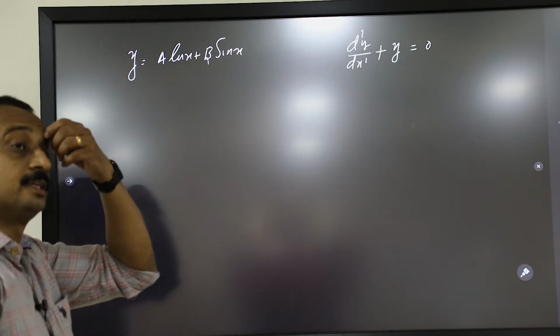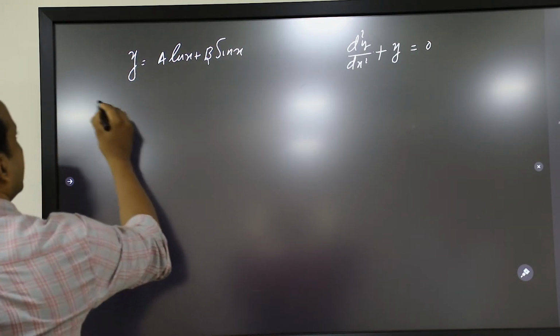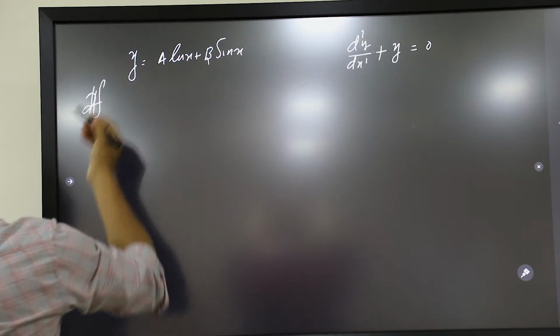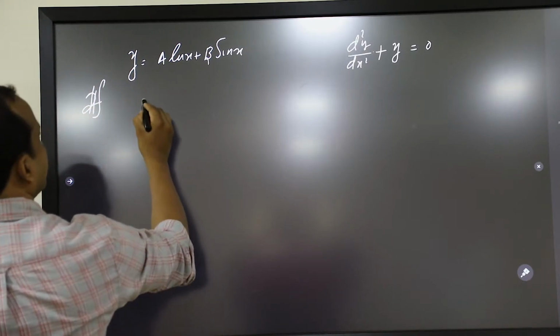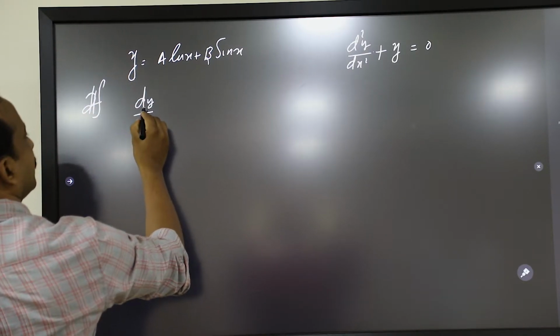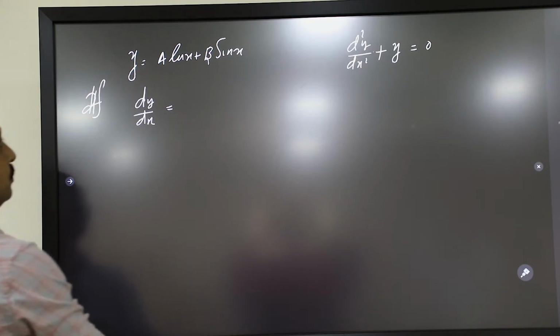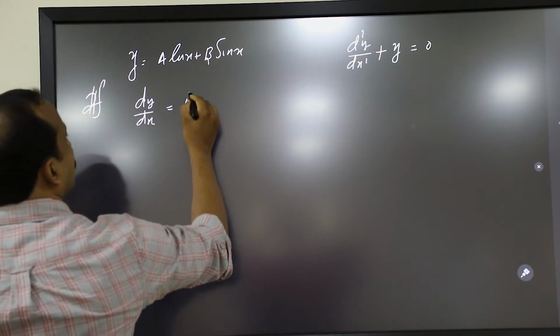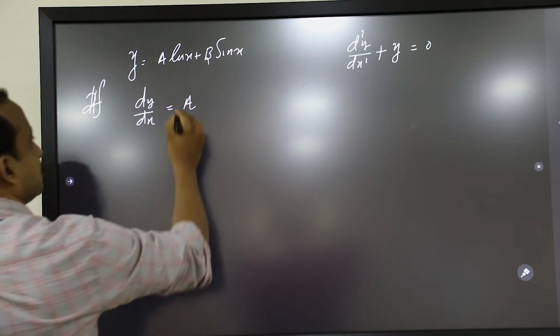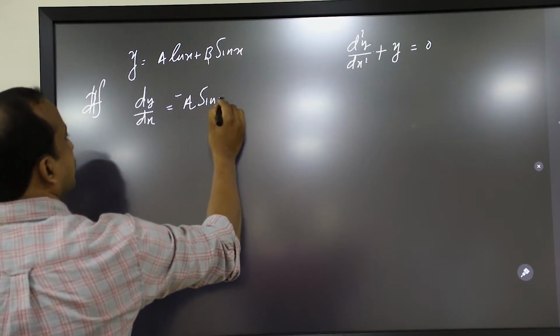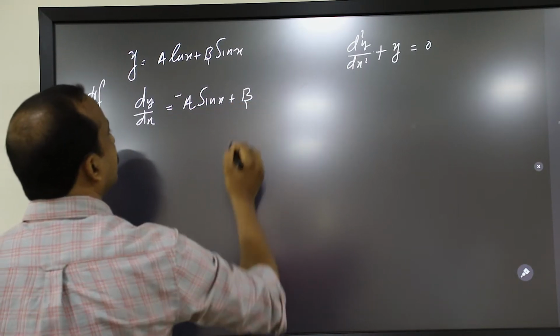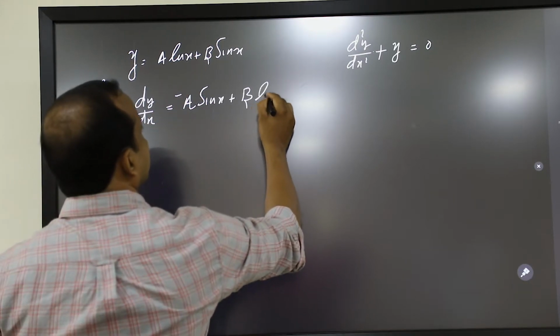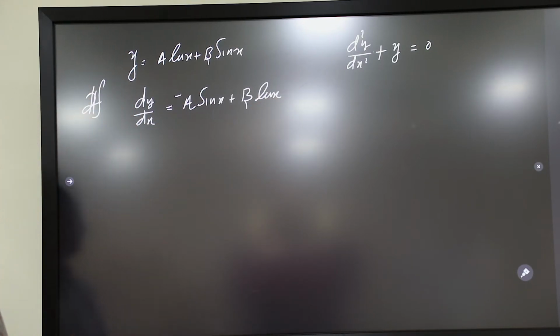d²y/dx² + y = 0. Okay. First we differentiate with respect to x. The derivative of y with respect to x, dy/dx, is equal to the derivative of a cos x, and you know the derivative of cos x is minus sin x, plus b into the derivative of sin x, which is cos x.